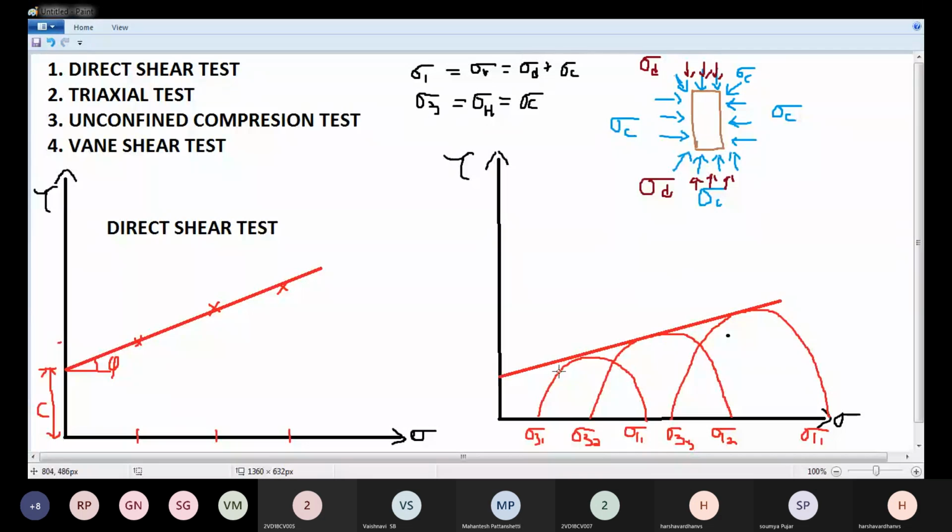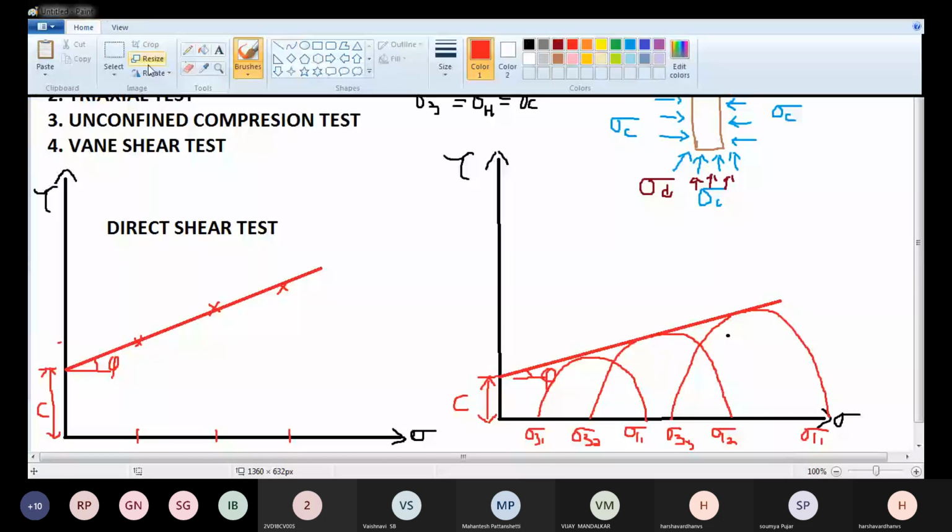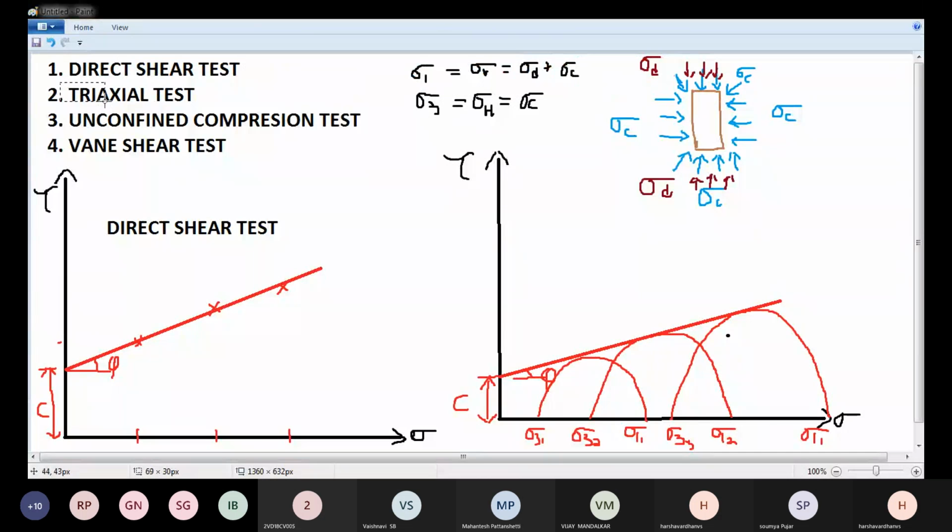Okay, so this is the Mohr envelope, which is tangential to almost all the circles, and you can calculate the shear parameters. If you calculate the y-intercept, you will get cohesion, and if you calculate the angle, you will get the angle of internal friction. So this is how shear parameters are calculated using the shear test and triaxial test. Please remember this, or else you'll find it hard to solve the problems.